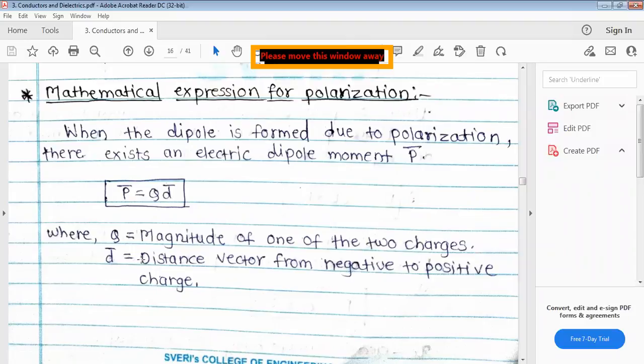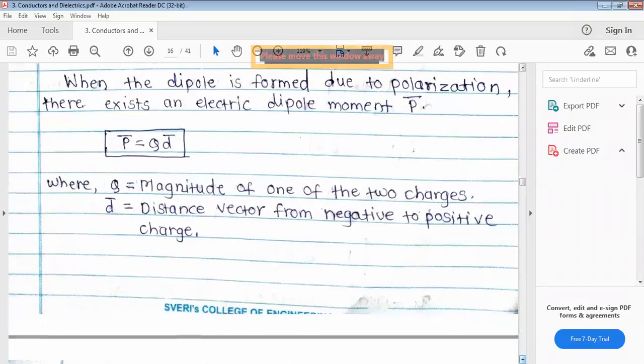This D bar is the distance vector from the negative to the positive charge. Remember, from the negative charge, that is minus Q, to the plus Q charge. That is the total distance.